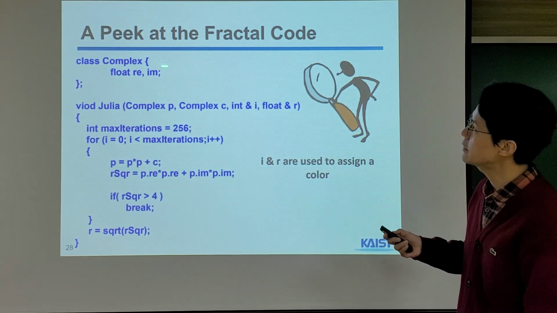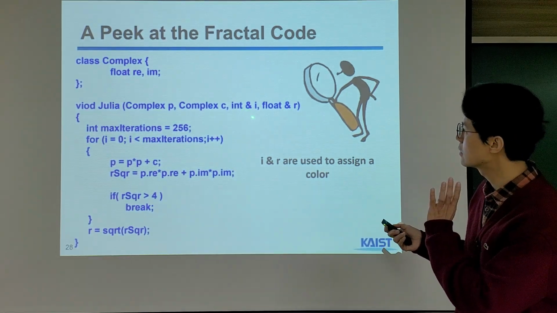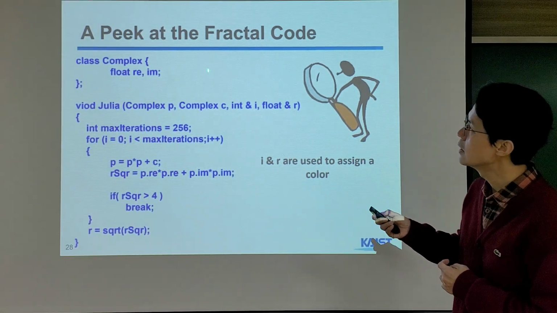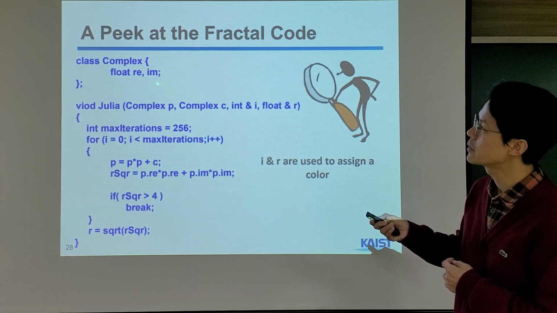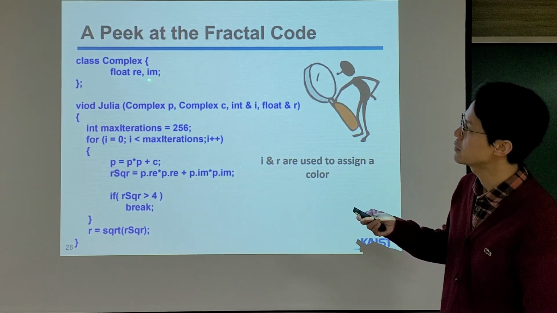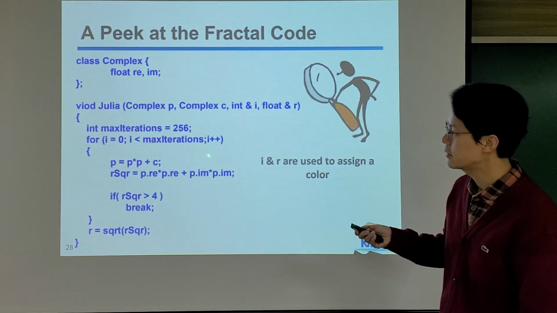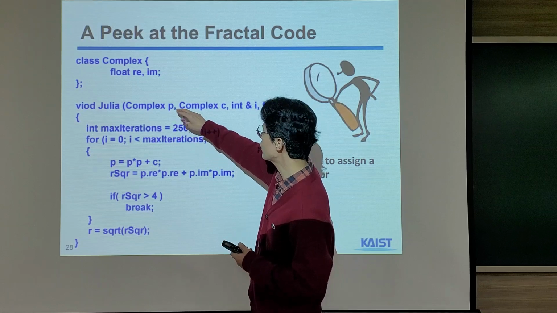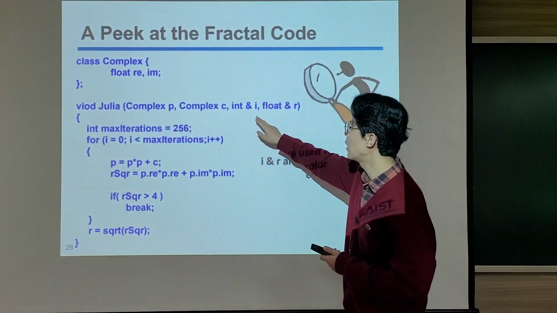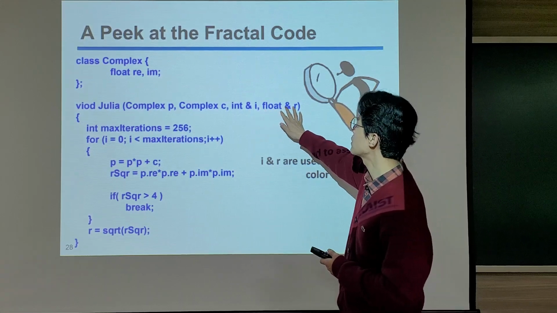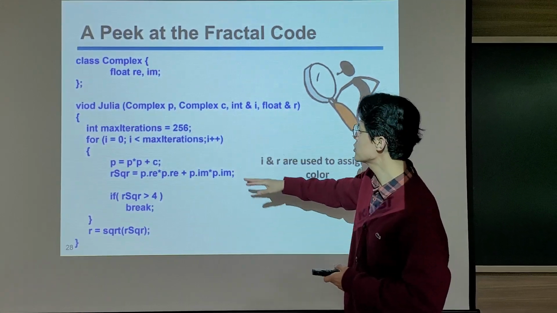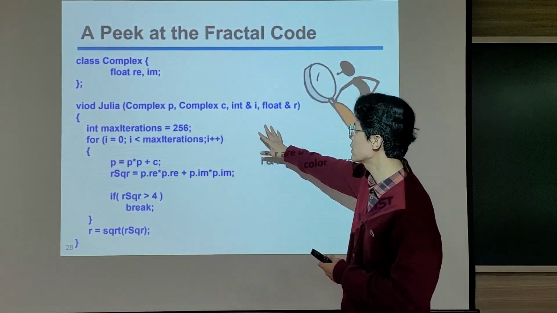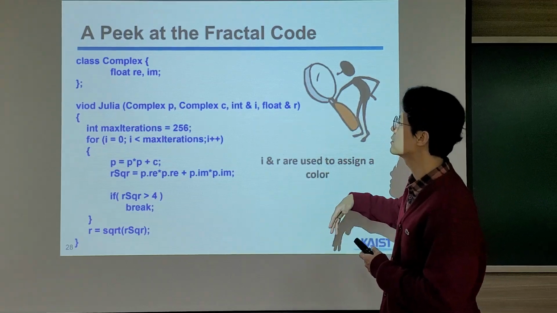So here, this is some code for the Julia set visualization. This is a class of complex numbers consisting of the real and imaginary part. This is the Julia set function. We provide the P and C with the sum of the I and R. This is given with the reference value, indicating that when you change the value of I and R within this function, it changes globally.